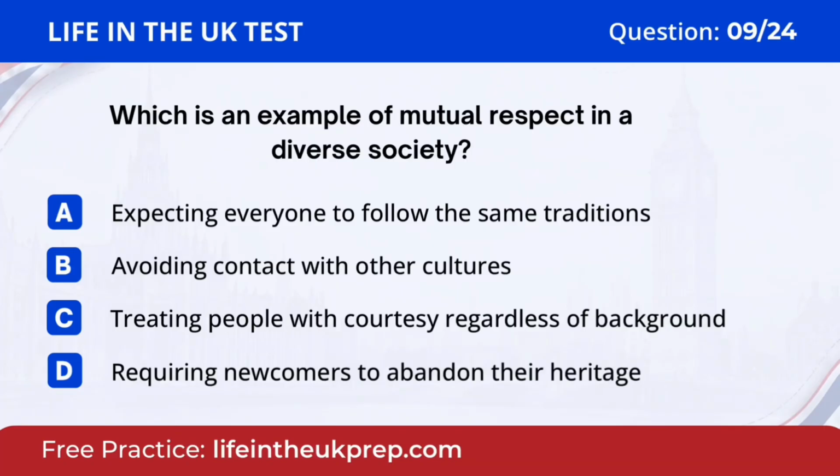Question 9. Which is an example of mutual respect in a diverse society? A. Expecting everyone to follow the same traditions. B. Avoiding contact with other cultures. C. Treating people with courtesy regardless of background. D. Requiring newcomers to abandon their heritage. The answer is C. Treating people with courtesy regardless of background.